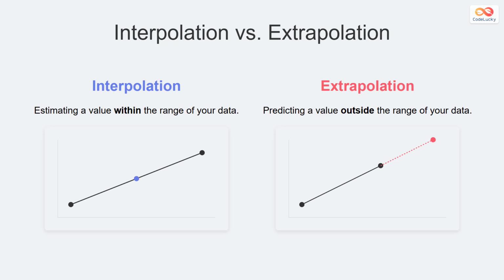It is crucial to understand the difference between interpolation and its counterpart, extrapolation. Interpolation is estimating something inside the range of your data, which is a safe and reliable guess. Extrapolation, on the other hand, is predicting something outside of that range, which can be risky and often inaccurate.